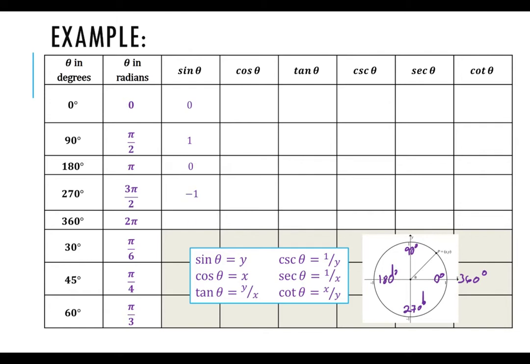Sine of 2 pi is 0 again. Cosine of 0 is 1. Cosine of pi halves is 0. Cosine of pi is negative 1. Cosine of 3 pi halves is 0. Cosine of 2 pi is 1. Once again, I'm just looking at the ordered pairs as I wrap around here.